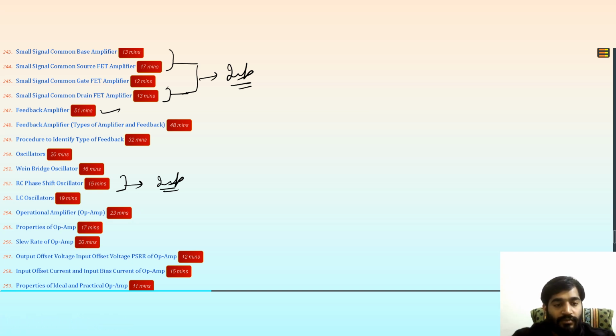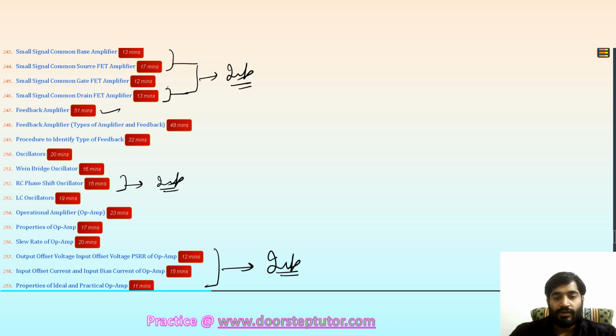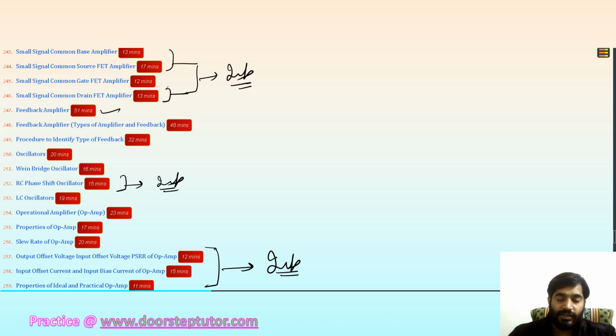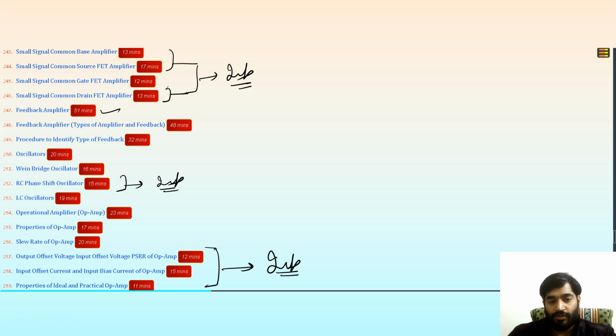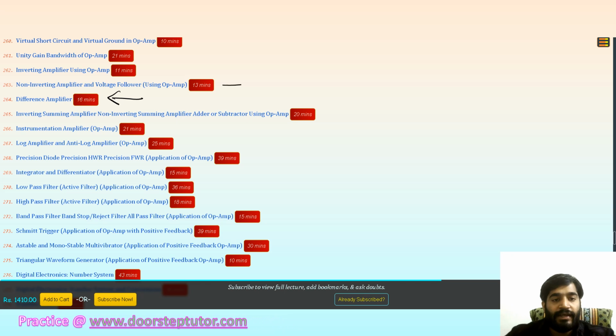Then obviously whatever the topic related to the op-amp is important, because op-amp is the pet question for the CSIR. They will ask you in each and every exam, in each and every 6 months they will ask. Means no paper can be there where an op-amp question is not asked. So in op-amp, you will focus on differentiator, integrator, non-inverting, inverting. All these things are important.